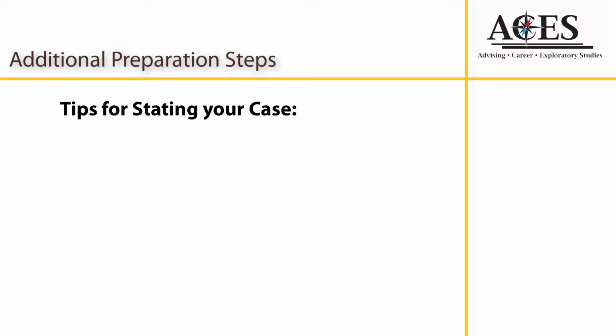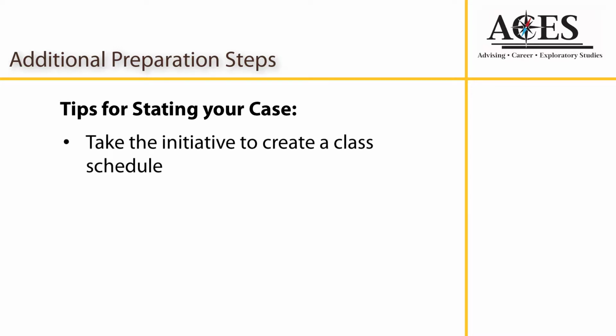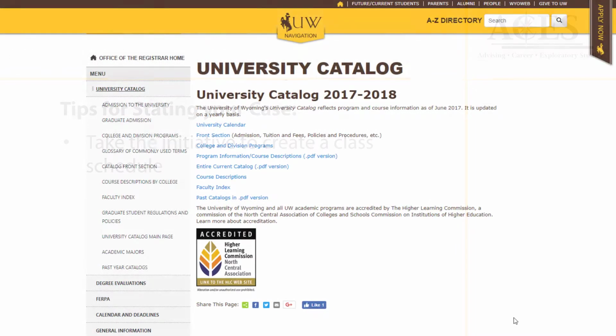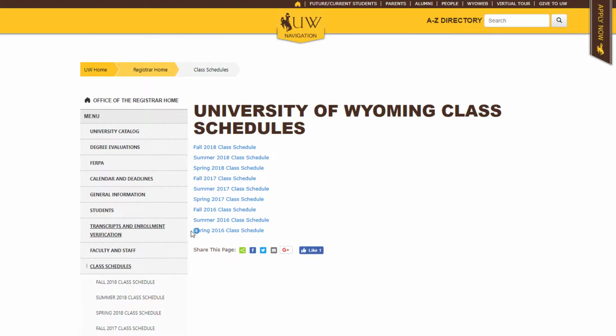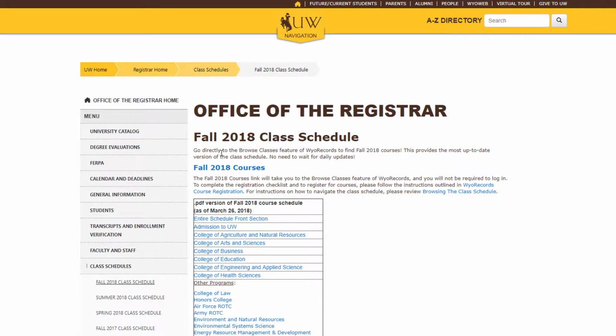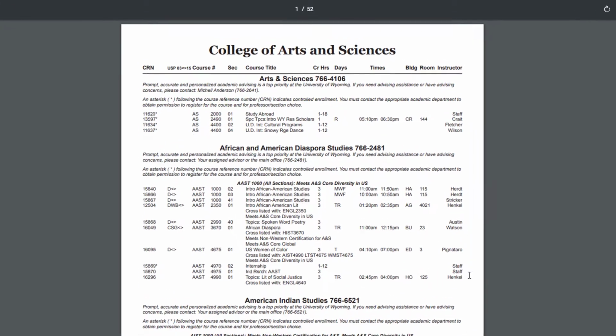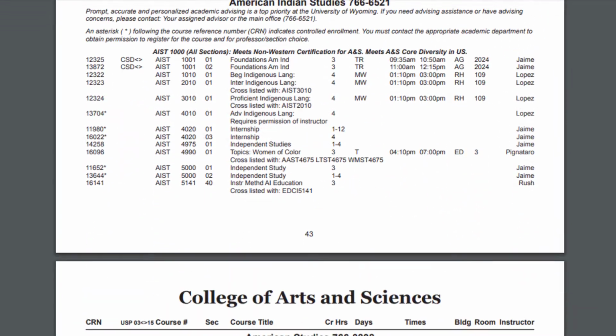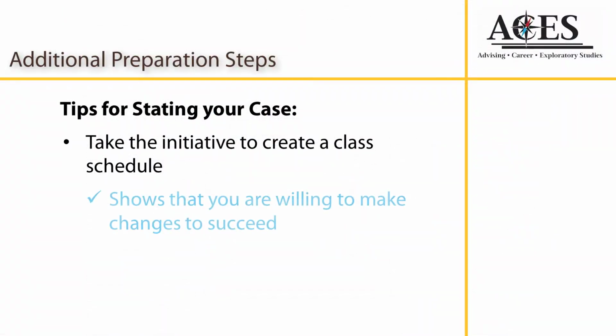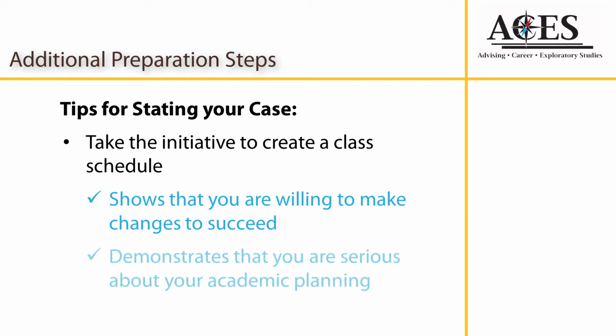Second, the advisor or committee you see will want to know that you've taken the initiative to put together a class schedule for the upcoming semester. Use the class schedules link in the online university catalog to put together a plan. Being prepared with a coursework plan will show that not only are you willing to change behaviors to succeed, but you're already making academic plans for the semester.